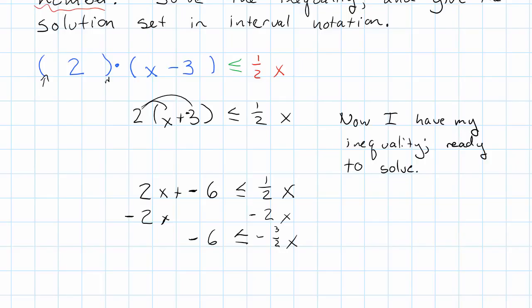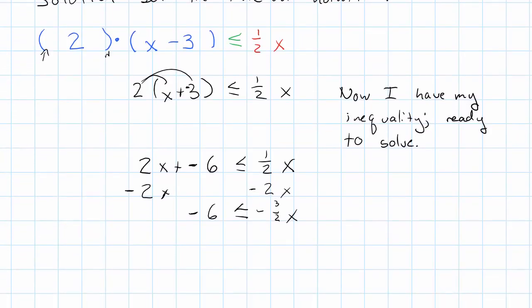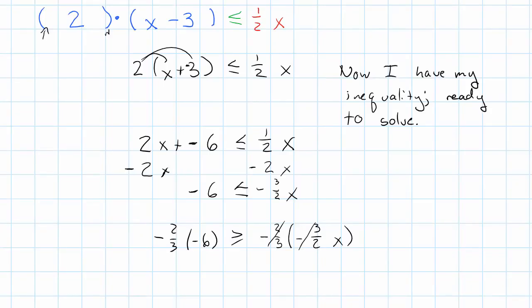Okay. Now I need to get rid of that negative 3/2. In order to do that, I'm going to multiply both sides by the reciprocal, negative 2/3. And when I multiply both sides of an inequality by a negative number, I must reverse the direction of the inequality. On the right, negative 2/3 and negative 3/2 will cancel, and I just get x. On the left, again, you can use your calculator for this if you'd like, but I get 4. So now my inequality is solved.